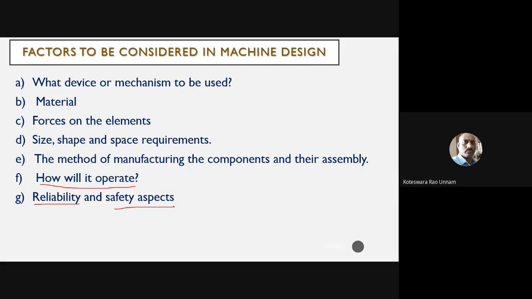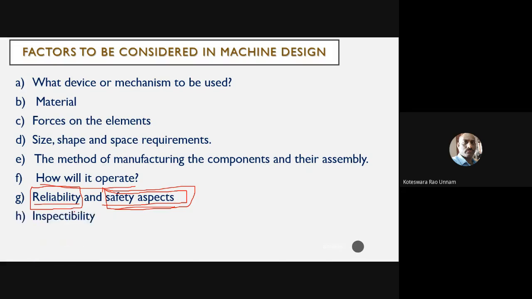Since the reliability is not a complete 100%, there may be a chance of failure of some of the components. If such a failure happens, what safety aspects need to be considered to prevent any accidents or any hazardous environment surrounding the machine elements? Therefore, the designer has to consider the safety aspects also while designing the machine component.